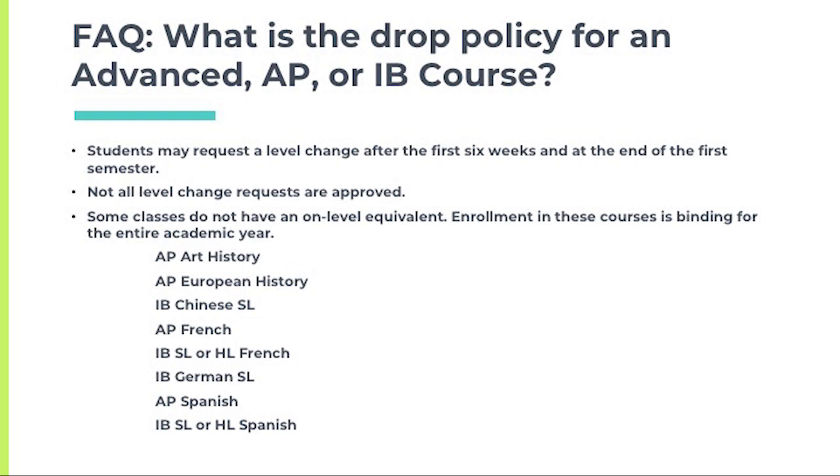There are some classes that don't have an on-level equivalent or a pre-AP equivalent. And so if you enroll in these classes, you're in them for the whole academic year. And so the list of those classes that you cannot drop is AP Art History, AP Euro History, IB Chinese, AP French, IB German, AP Spanish, and IB Spanish. Enrollment is binding in those courses for the year.